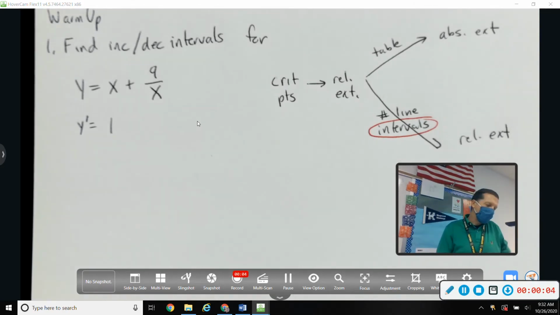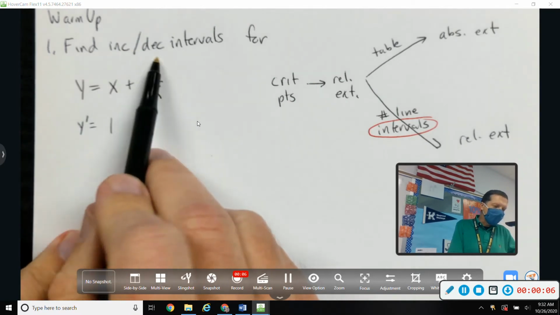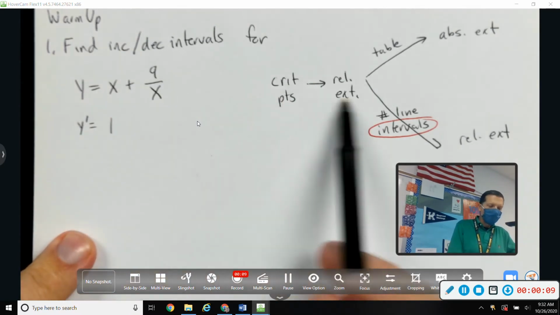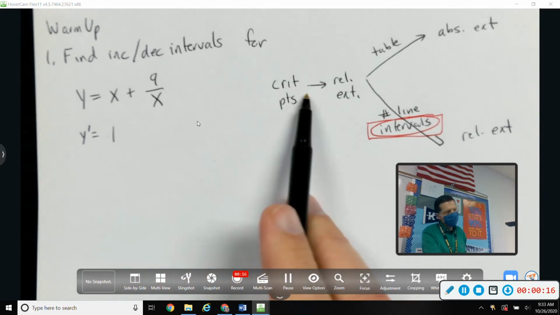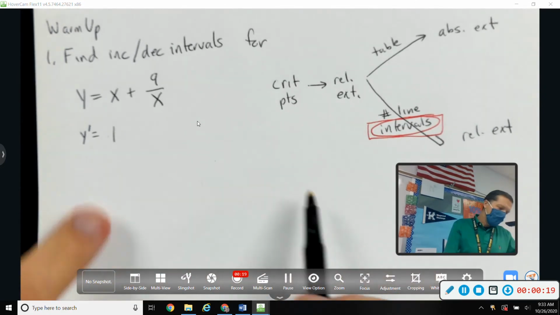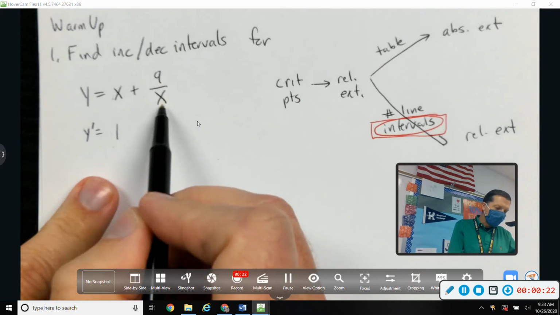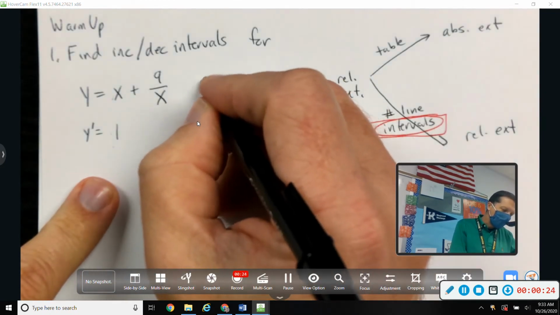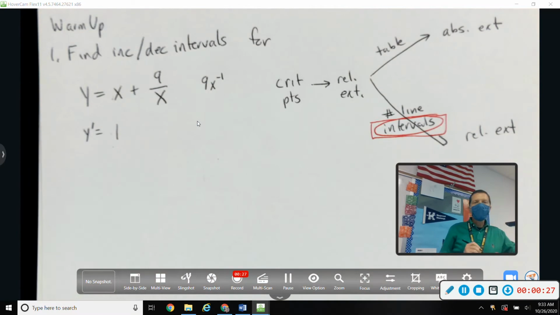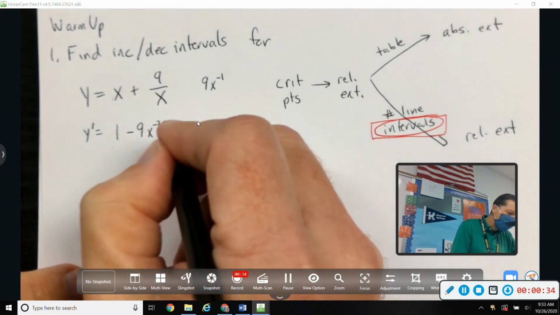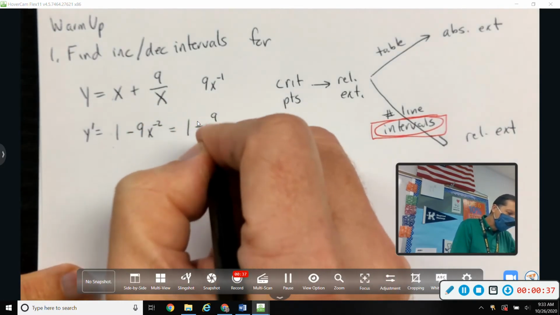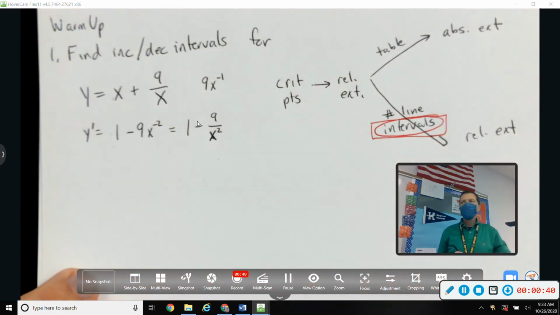All right, so watching at home, I want you to do the increasing and decreasing intervals for this function. Here's the flow chart that we've been working on, and we want this piece of it. So we'll take the derivative, and that'll get us started down the path. The derivative of x is 1. The derivative of 9 over x, I don't want to mess with. If I rewrite it as 9x to the negative 1, then I can get out of doing the quotient rule, and it's minus 9x to the negative 2, or 1 minus 9 over x squared, if you prefer.